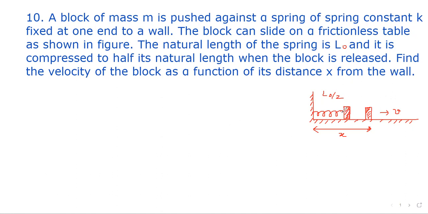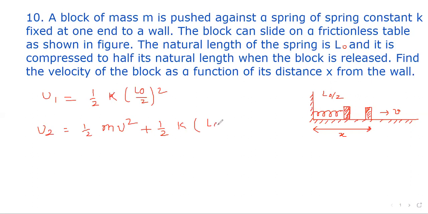So when the spring is compressed to half of its length, then its energy, suppose we write it as U1, will be half times k times compression squared. So compression L0 by 2 whole square. Now, suppose it is at distance x, so compression will be L0 minus x. Suppose at that time velocity is v, then total energy, suppose U2, equals half mv square plus 1 by 2 k, and the compression this time will be (L0 minus x) whole square.